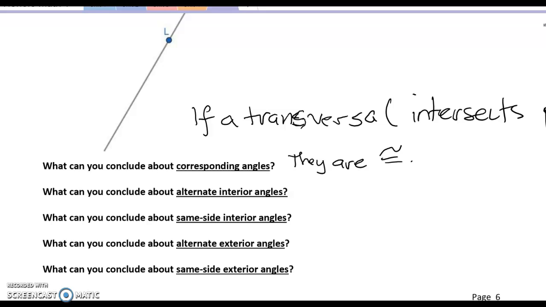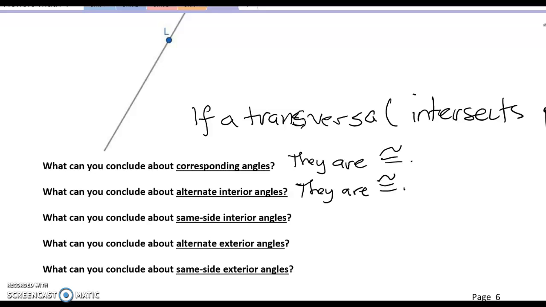What about alternate interior angles? If you have a transversal line that intersects parallel lines, then the alternate interior angles are also congruent. So we have a transversal line intersects parallel lines, then the alternate interior angles are congruent.